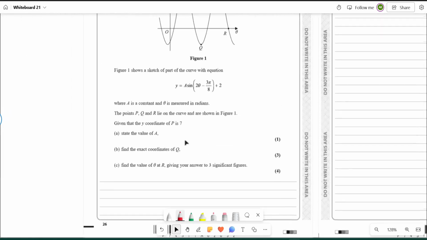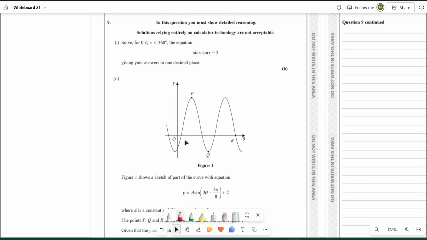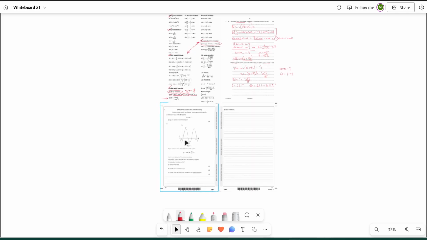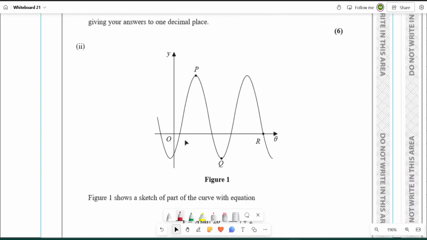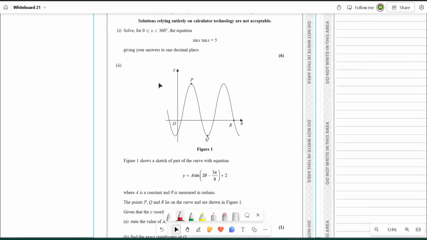Let's attempt it. So this question says solve for 0 to, do I have any other questions? No. Okay, perfect. So solve for x greater than 0 and less than 360.